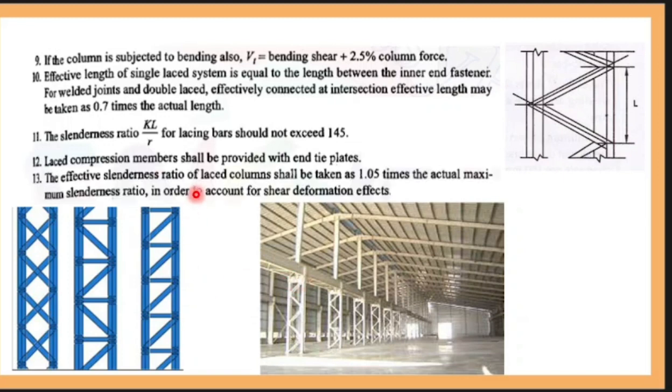The effective slenderness ratio of the laced column shall be taken as 1.05 times the actual maximum slenderness ratio in order to account for shear deformation effect. Whatever slenderness ratio you are getting, KL by r, when you are using a lacing system you have to multiply that value by 1.05. If you are not using lacing, you don't need to multiply by 1.05. This is due to the shear deformation effect.